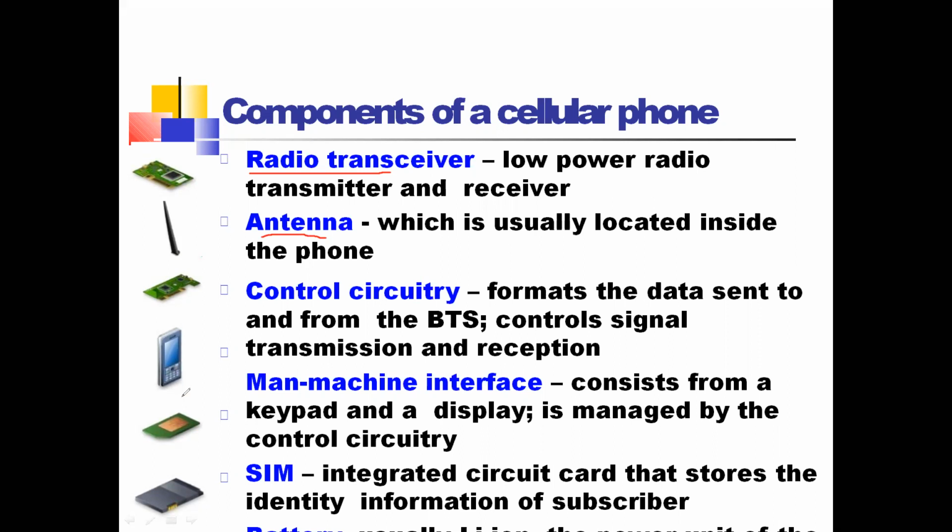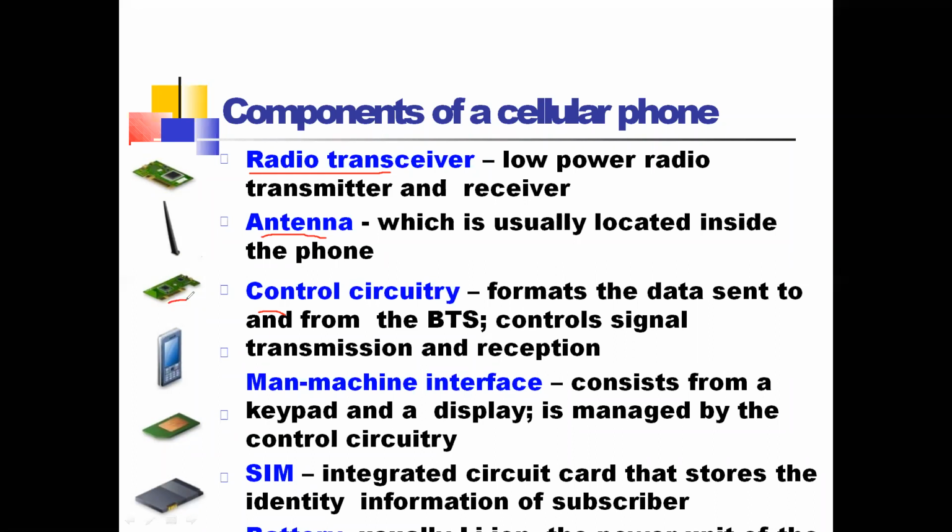The other one is the control circuitry. The control circuitry formats the data sent to and from the BTS and also controls signal transmission and reception. This control circuitry is controlling the signal transmission and reception, and also the data from the base station will be formatted by the control circuitry, right?